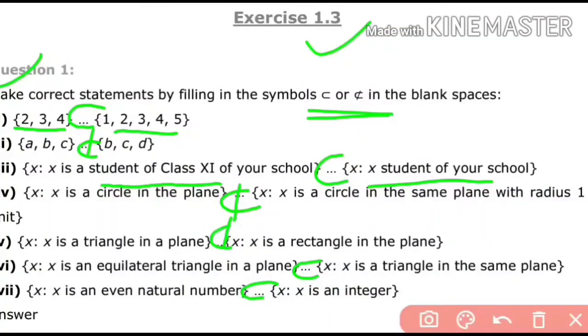So I hope you understand these questions. You have to fill in this symbol only. Subset means the elements of the first set are totally present in the second set.